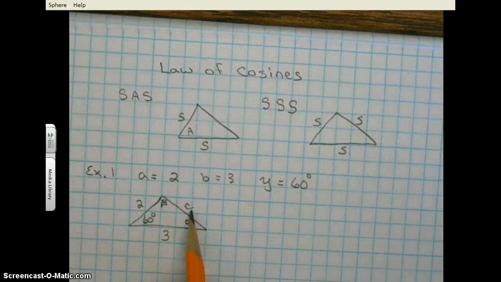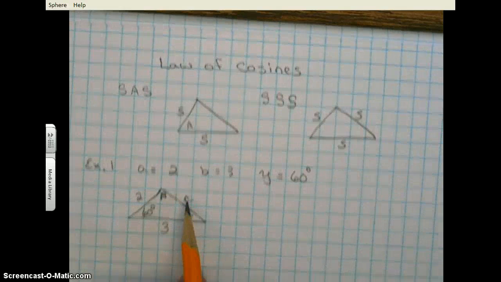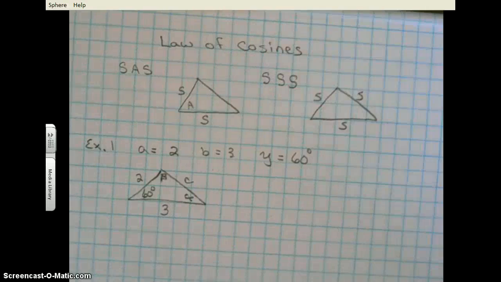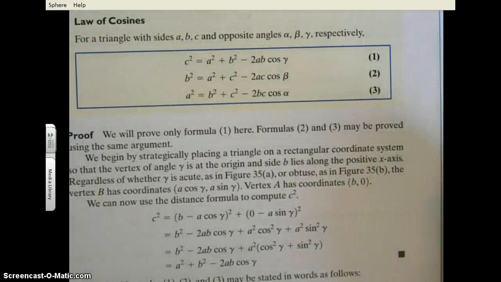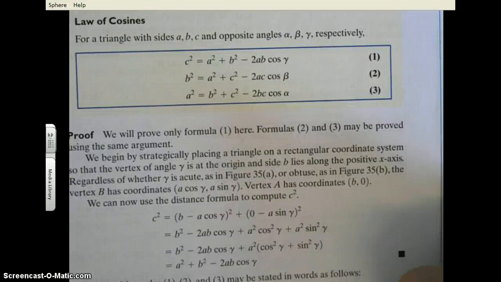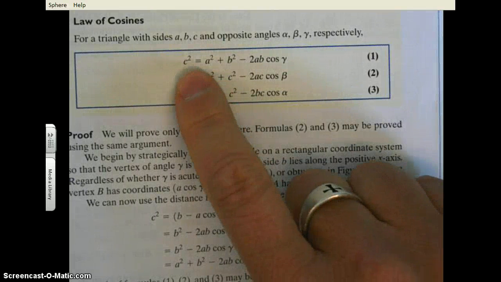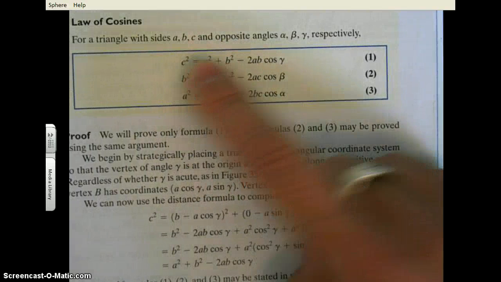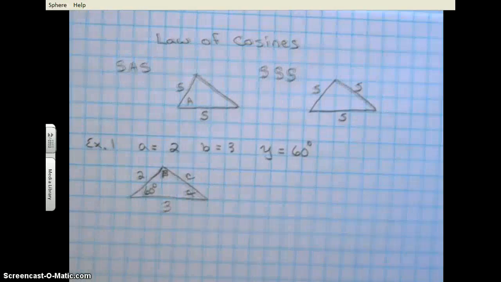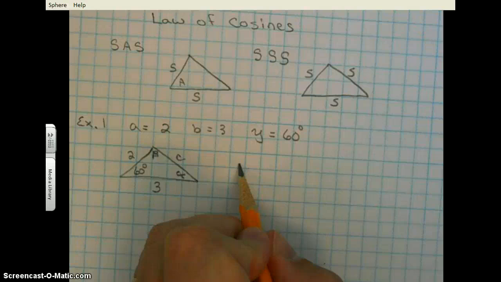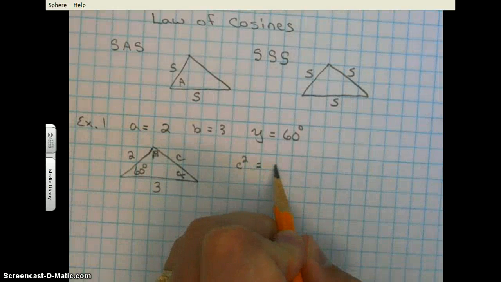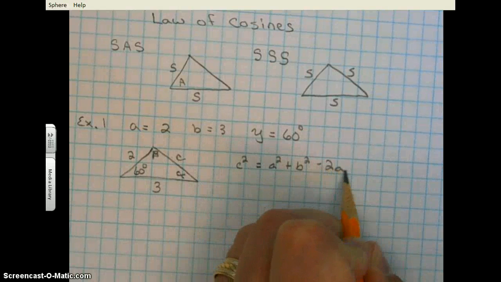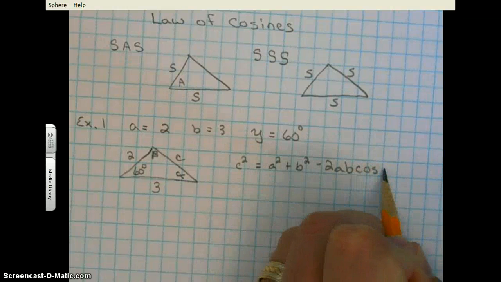So let's start off by finding C. Well, using law of cosines, if we look at our three options here, we are given A and B and gamma. So it's pretty obvious to solve for C, we're going to use the first one. Okay, so using the first one, we're going to have C squared equals A squared plus B squared minus 2AB times the cosine of gamma.